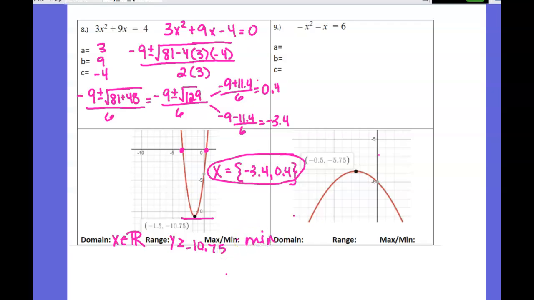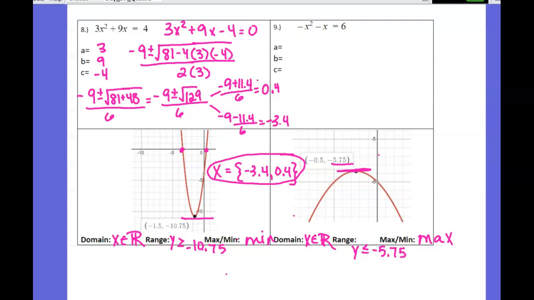All right, so in contrast to that, looking at the next graph, you can see how it's shaped the other way, and now we actually have a maximum. Okay, so that's the difference between min and max. And the domain in this case, our x values, again, are going to be the element of the real number set. But our range in this case is always going to be less than, okay? So it's going to be less than or equal to negative 5.75.